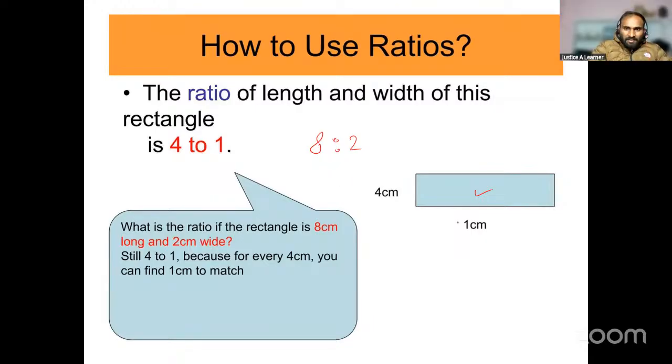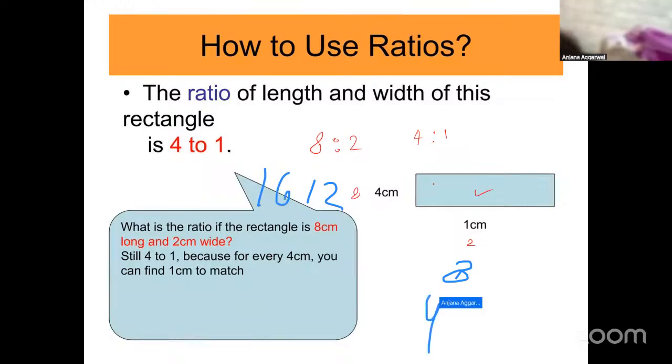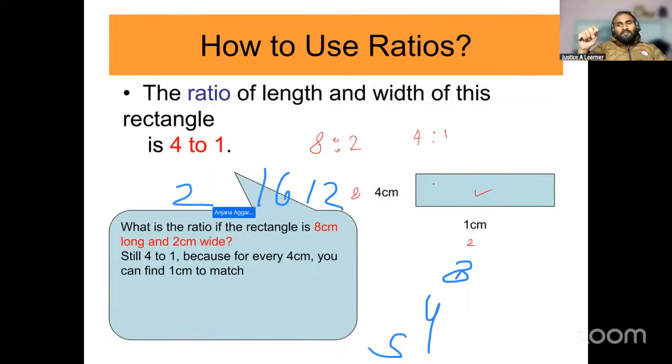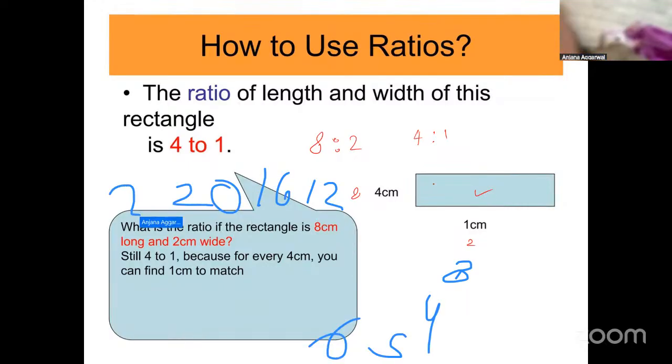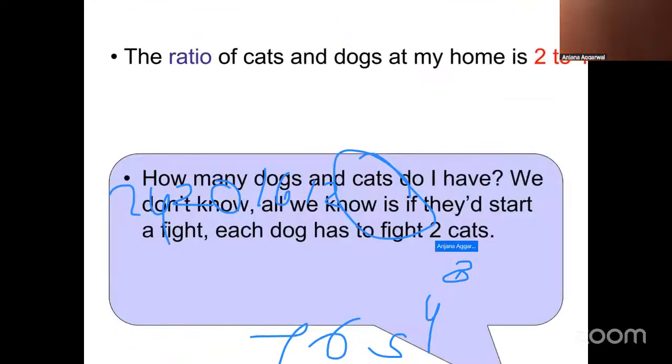If we are making it 8 and we are making it 2, this can be a pair. There can be more pairs. Can you guess more pairs? There can be 4 and 1, there can be 12 and 3, 16 and 4, 5 and 20, 6 and 24, 7 and 28. Good job. Anything in the 4 times table, because this is one.